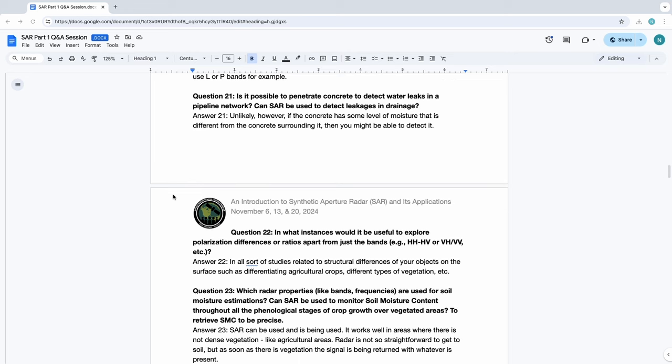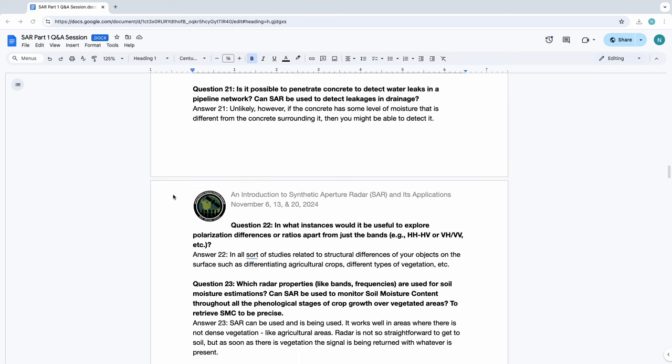Okay, question 21. Is it possible to penetrate concrete to detect water leaks in a pipeline network? Can SAR be used to detect leakages in drainage? This is a great question. I think it's unlikely. However, if the concrete has some level of moisture that is different from the concrete surrounding it, then you might be able to detect it, right? So it could be that the moisture does seep up through the concrete. And so the dielectric or the moisture content in the area where there's a leak underneath might be slightly different than in the areas where it's dry, and you might be able to detect that.